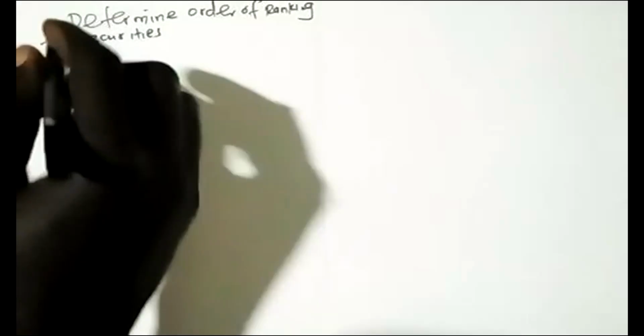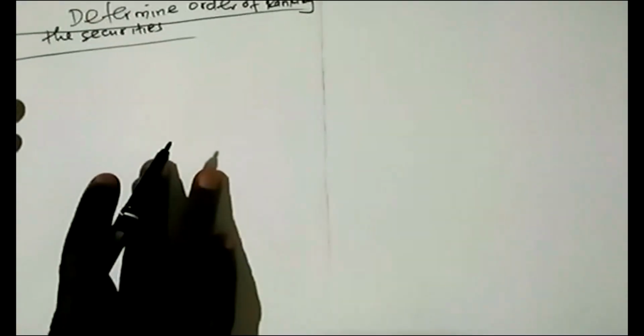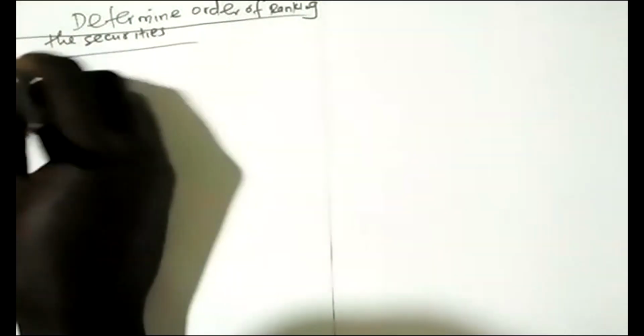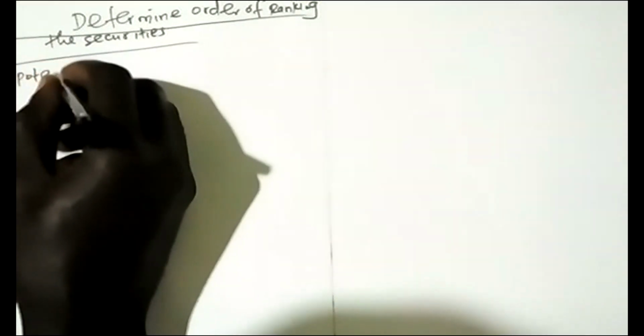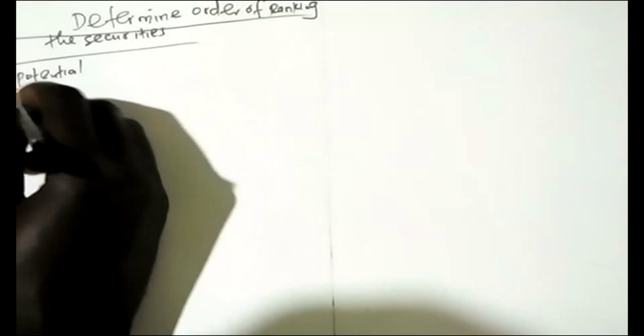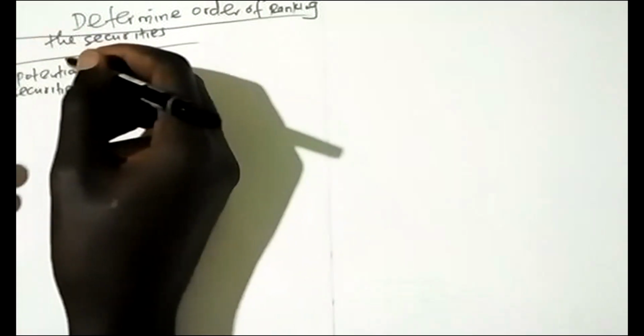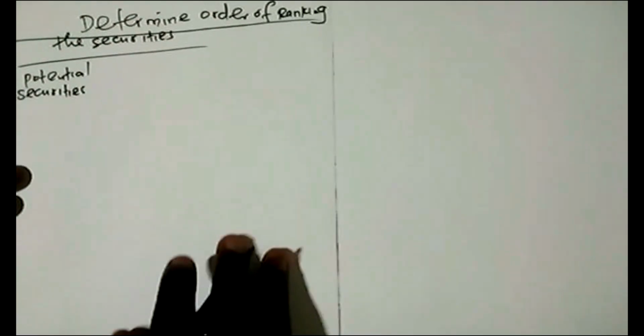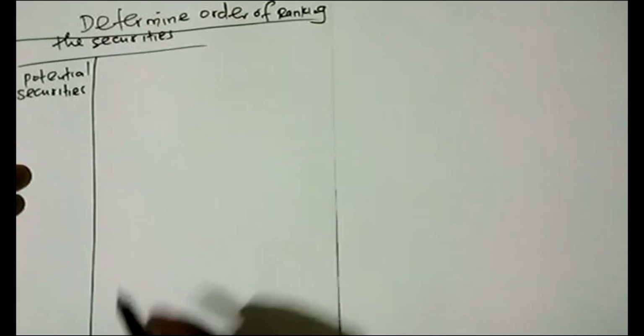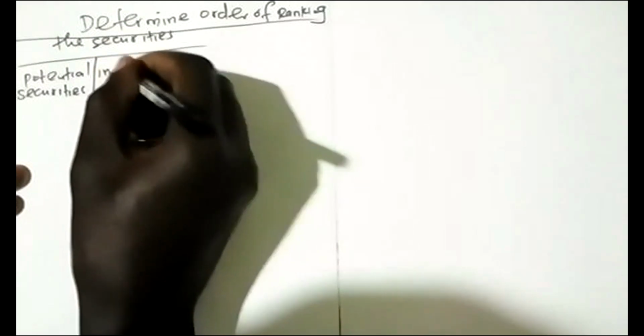So for the order of ranking these securities, you could have around 3 columns, if not 4. The first one is the potential securities. That is the first column. After the potential securities, you have what we call incremental.